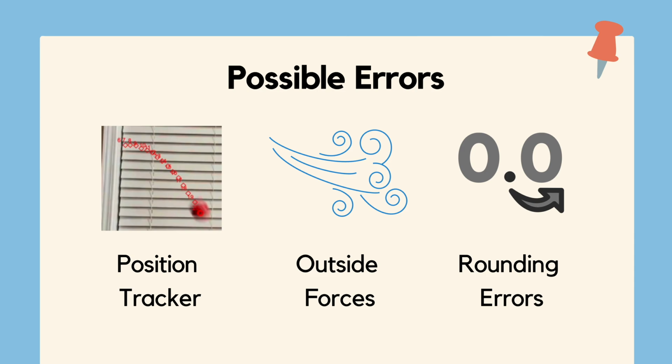Some possible errors that may have caused these discrepancies include incorrect positioning of the center of mass of the object in Tracker, outside forces such as wind blowing, and rounding errors in the calculations.